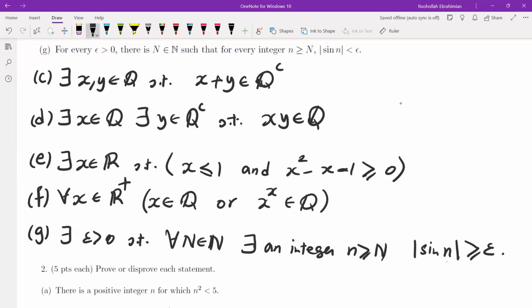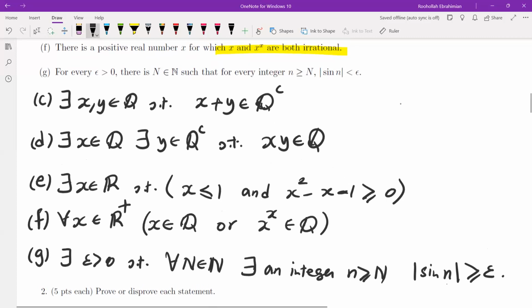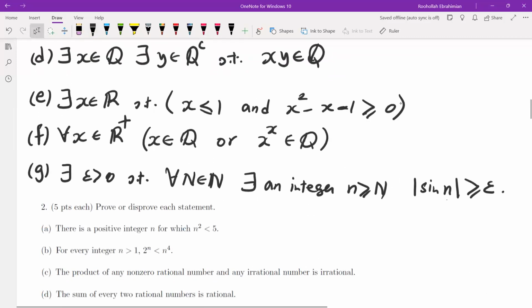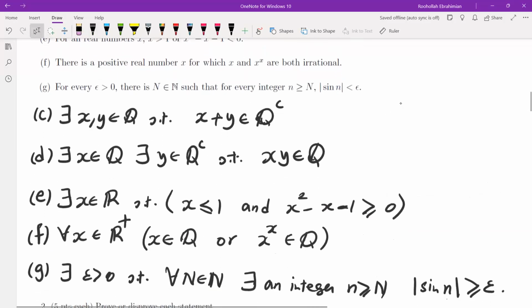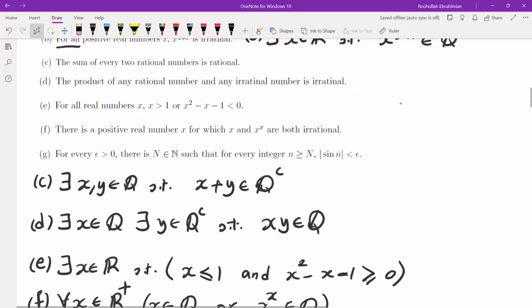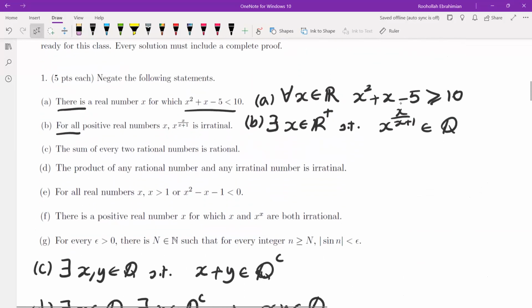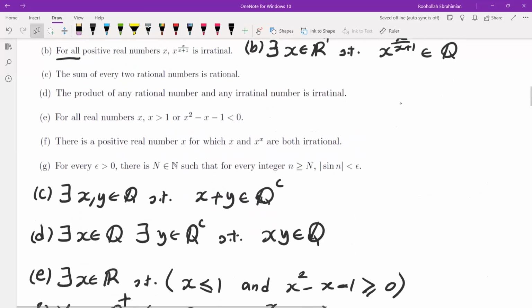For every integer n there is an integer n, and then absolute value of sign less than epsilon is absolute value of sign greater than or equal to epsilon. So that is the second problem of this, the first problem of this diagnostic test. Okay, and this is 7 parts, so there would be 35 points for this one.